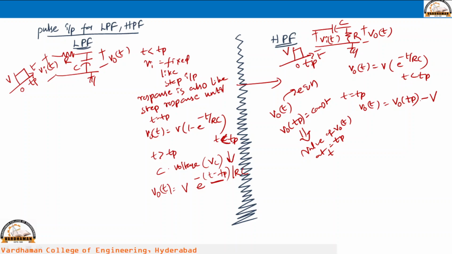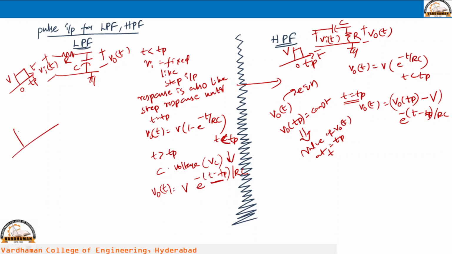From this value immediately minus V we have to take, because V is the sudden change available at t is equal to Tp. So, at t is equal to Tp, the output will become like this. Okay. Then from that value onwards, the exponentially decreasing nature we have to take. Here also this is happening after Tp seconds, by RC. So, by seeing these equations you may not get a clear idea about this, but if you see the diagrams, that means the waveforms related to this, you can get a complete idea.